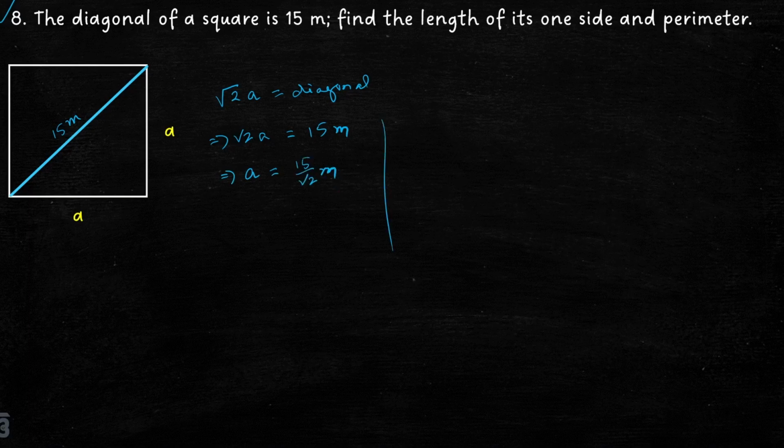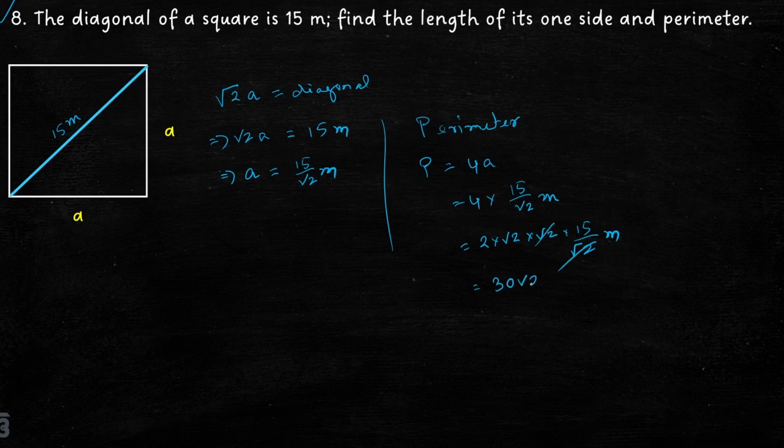So now we have to find out the perimeter. So perimeter P is equal to 4a. Therefore 4 multiplied by a is equal to 15 divided by root over 2 meters. And we can write 4 is equal to 2 into root 2 into root 2, into 15 divided by root 2 meters. So root over 2 gets cancelled. So it will become 30 root 2 meters. This is the perimeter of the square.